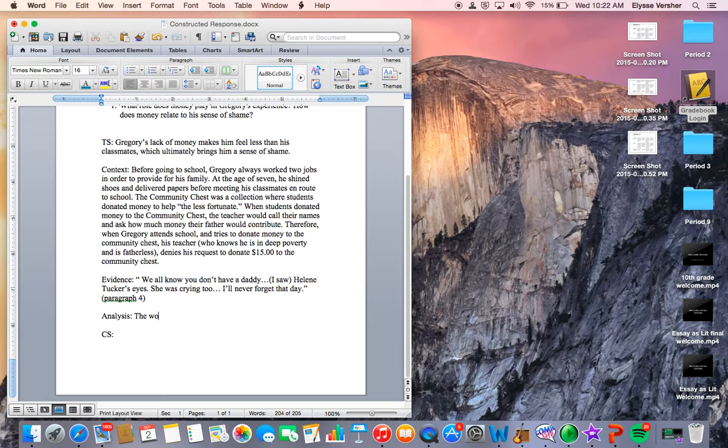How do the words and the images we see bring him a sense of shame? So let's take it word for word. The word we indicates the teacher is speaking on behalf of the class. Why would that be important? If she's saying, we all know you don't have a daddy, what is she implying here? She's implying that the whole class knows that he's fatherless. The whole class knows that he's poor.